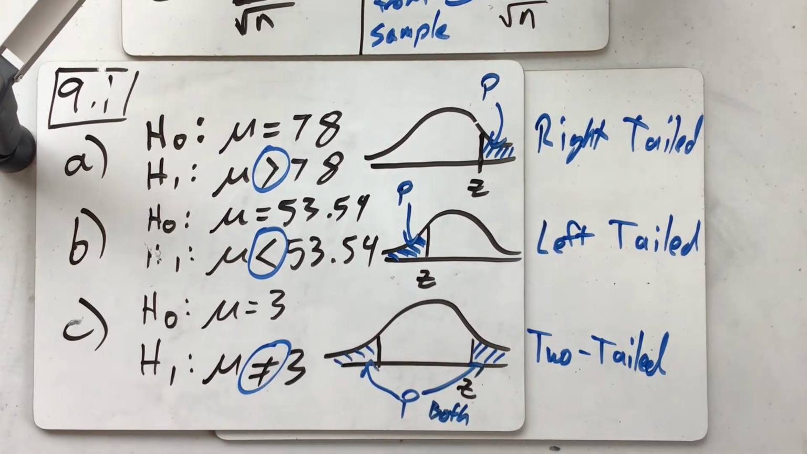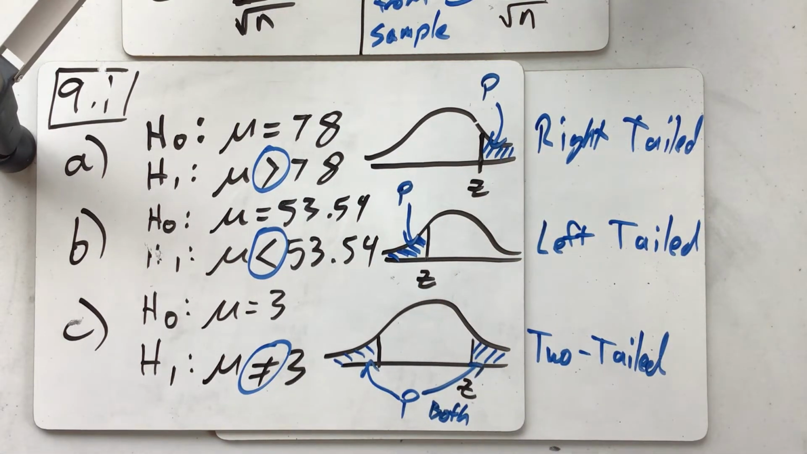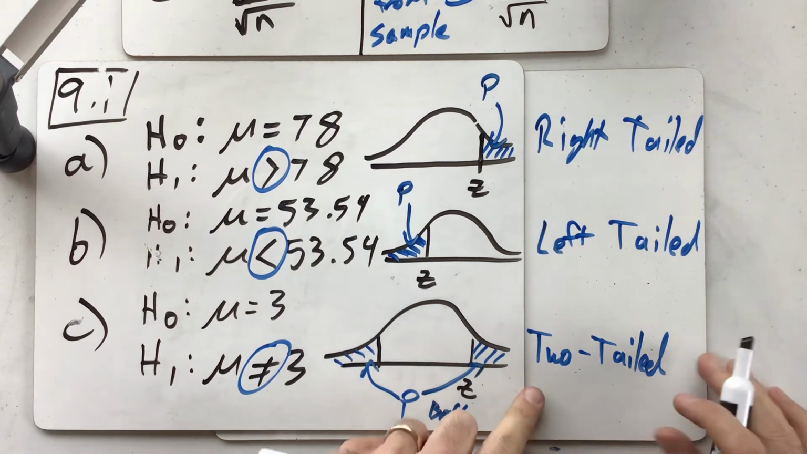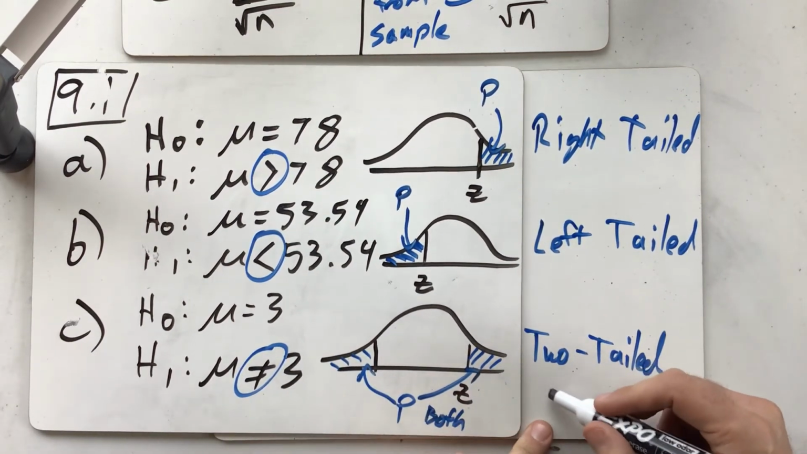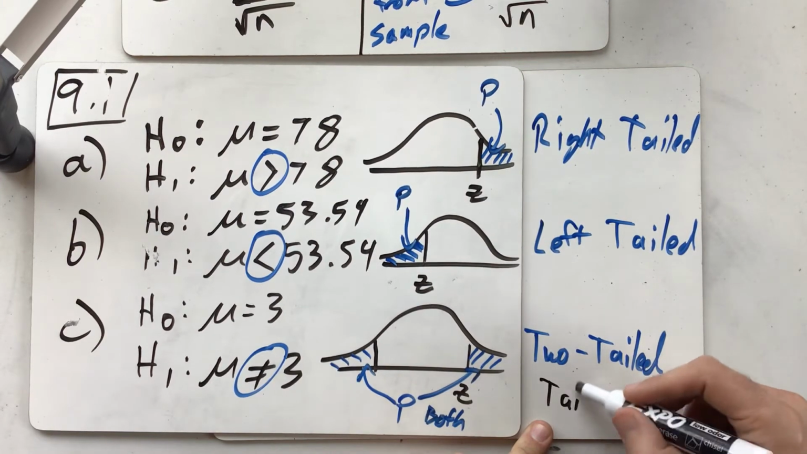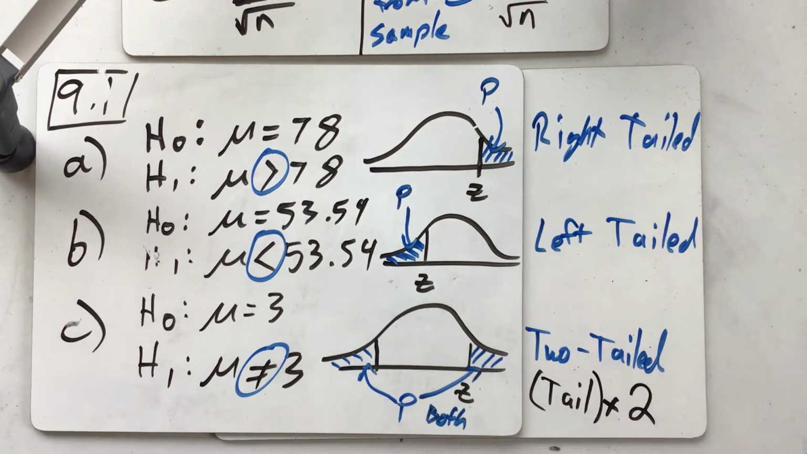And so what you can see is that we have three ways we could have written our hypothesis: greater than, less than, or not equal to. And that tells us whether we get a right-tailed, left-tailed, or two-tailed test. The nice thing about a two-tailed test is that you can just take one tail and multiply it by 2, and then you get your two-tailed test.